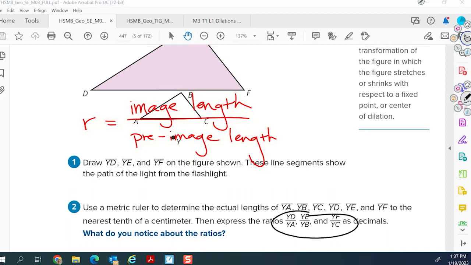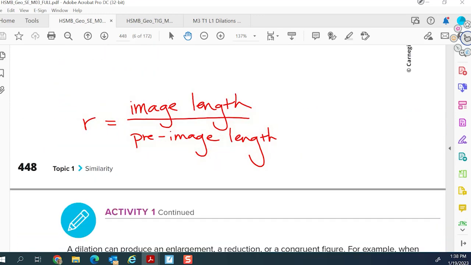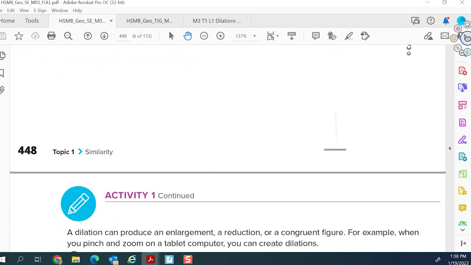that we found before, that YD is the image divided by the pre-image YA. And YE was the image over the pre-image of YB. And YF was the image divided by the pre-image of YC. So all of these we just found before was this image over pre-image. And if it helps you, those are in alphabetical order, that the I is over the P, the image length is over the pre-image. Okay, so with that in mind, let's go to the next page.